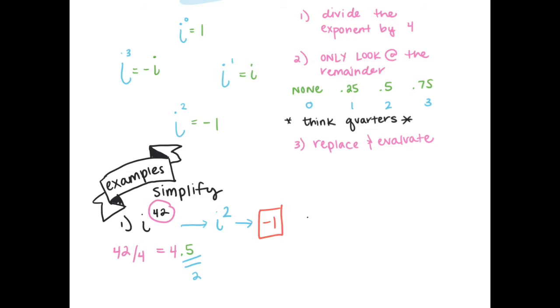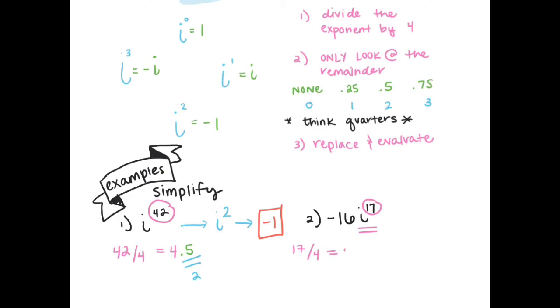So now let's try one that's a little bit more challenging. Number 2, we're going to have -6i to the 17th power. When we go to evaluate this one, all I want you to look at is the i to the 17th power, more specifically, the 17. Take the 17, divide it by 4.